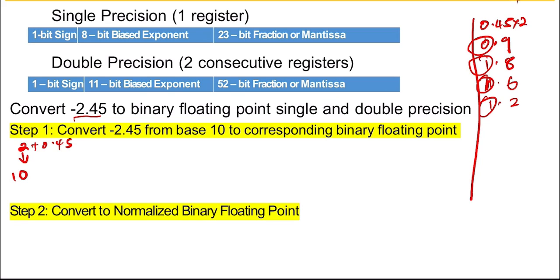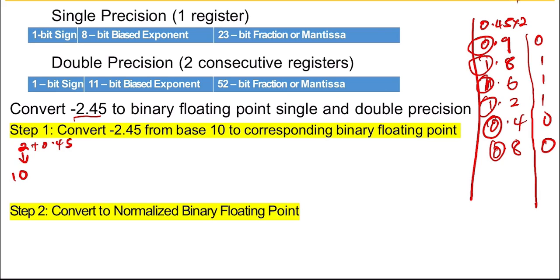I'm going to multiply 0.2 by 2, which is going to give me 0.4. This is part of my answer now. So now remember the answer I'm getting is 0.01110. Now 0.4 times 2 is 0.8. So this is part of my answer. 0.8 times 2 is 1.6. So this is part of my answer. 0.6 times 2 is 1.2. This is part of my answer.